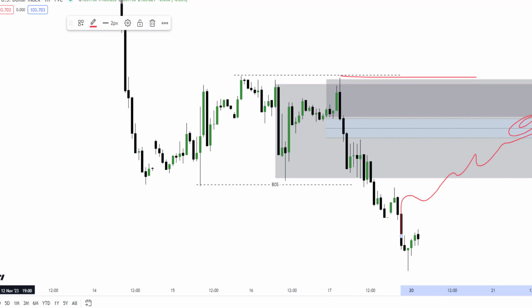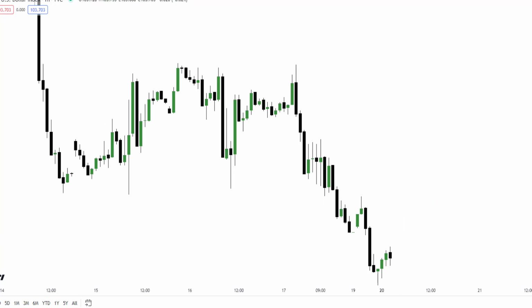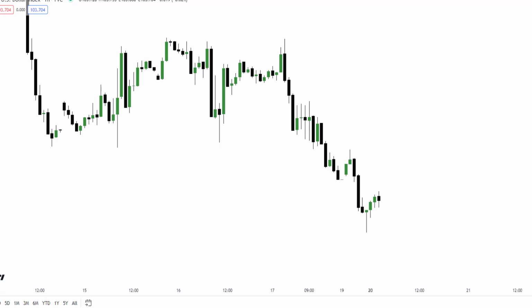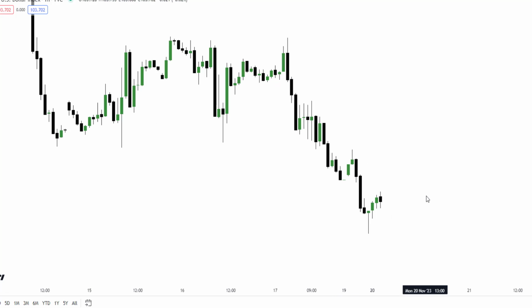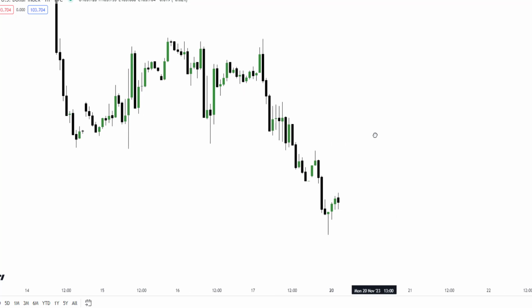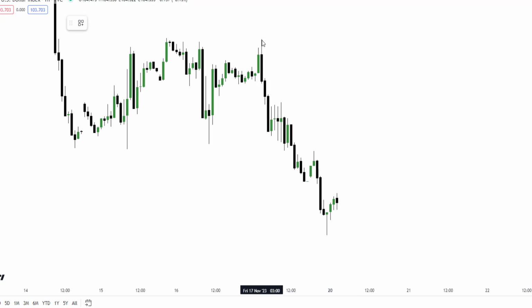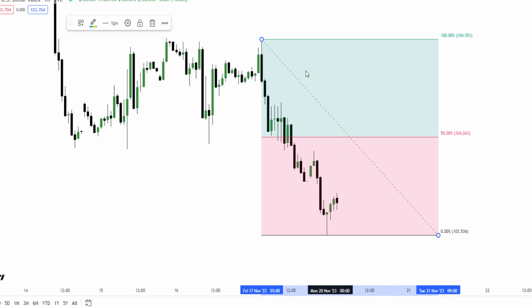So this is the 1-hour time frame. Let me clean it up so you can see what is happening. We are seeing price has just been stuck at one point, so we want to wait to see price come to our premium area. We don't want to take the sell from the discount area. We are still in discount, so we want to wait to see price come to our premium area before we take any trade.